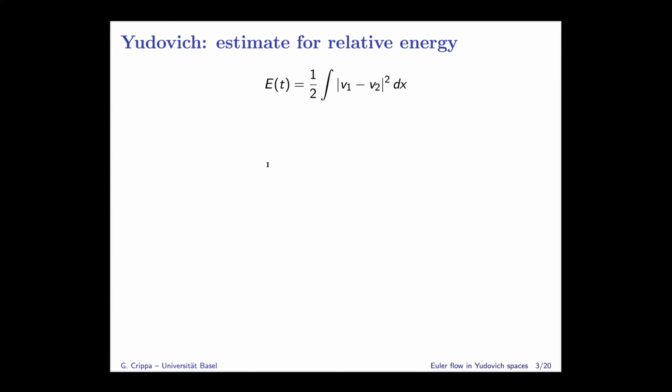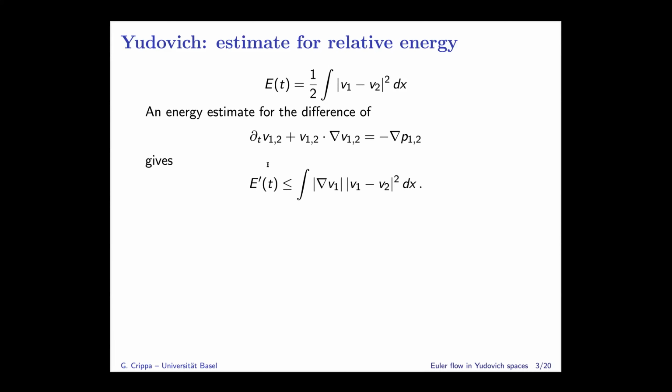And the strategy of Yudovich is that of doing an estimate for the relative energy. So the relative kinetic energy is the following. It's the squared L2 distance between two velocities, with 1/2, because we want the physical kinetic energy. So density is constantly 1. Great. So you have two solutions. You want to show uniqueness.